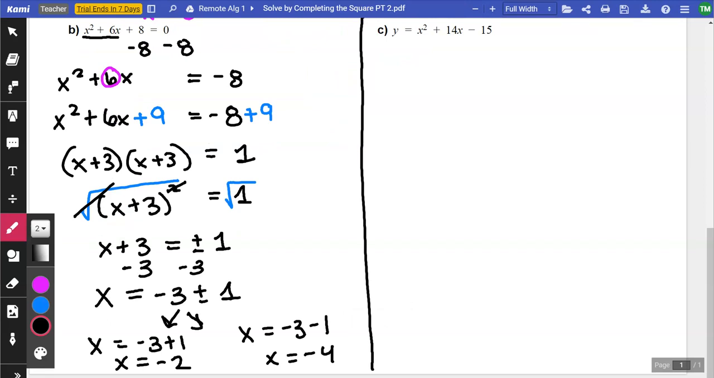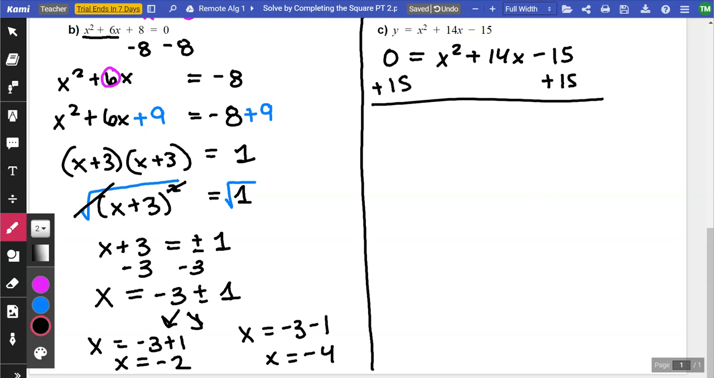The first thing you should have done is make the equation equal to 0, so plug in 0 for y. So 0 equals x squared plus 14x minus 15. Then you want to isolate the x squared and the 14x term. So add 15 to both sides. 0 plus 15 is 15. Now x squared plus 14x are alone on the right side.